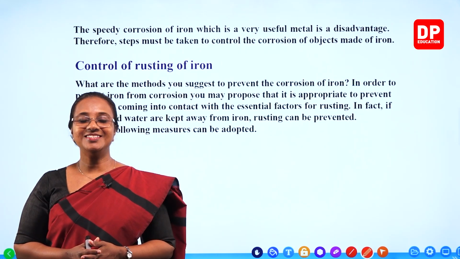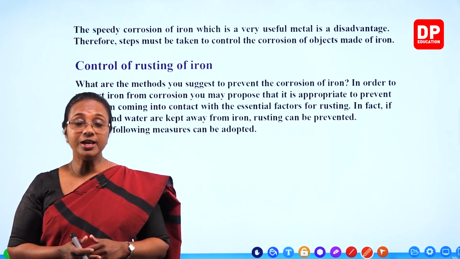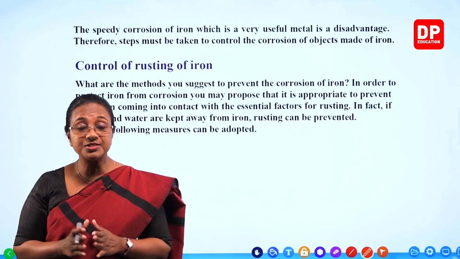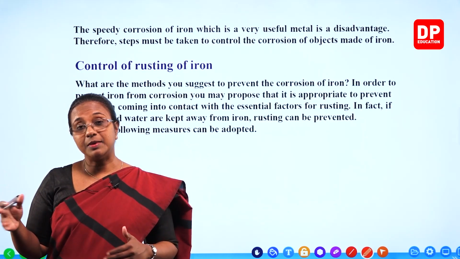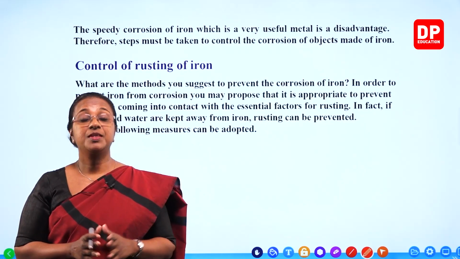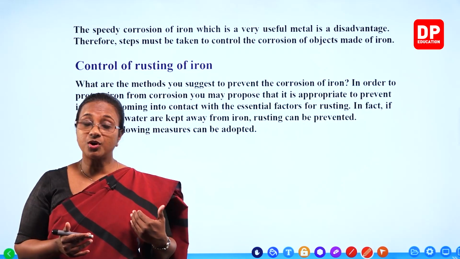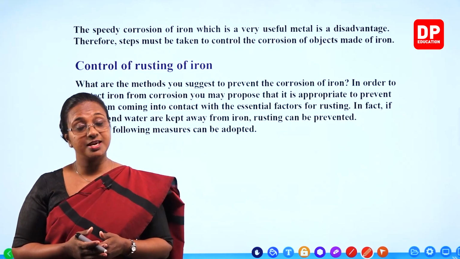Hello my dear students, welcome to today's lesson. Today I am going to discuss with you all how we can prevent rusting of iron. You can remember in the previous chapters we discussed the process of rusting. It is also an electrochemical process. Why? Because there is oxidation and reduction taking place.